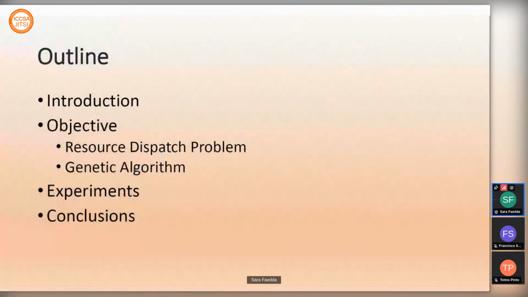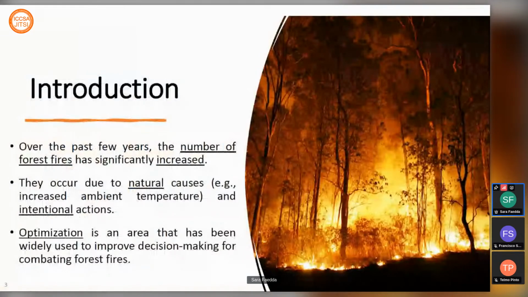So I will show the resource dispatch problem, and the genetic algorithm will be the algorithm to solve that problem. Some experiments and finally some conclusions. So the wildfires are increasing over the years. So this is a great problem.